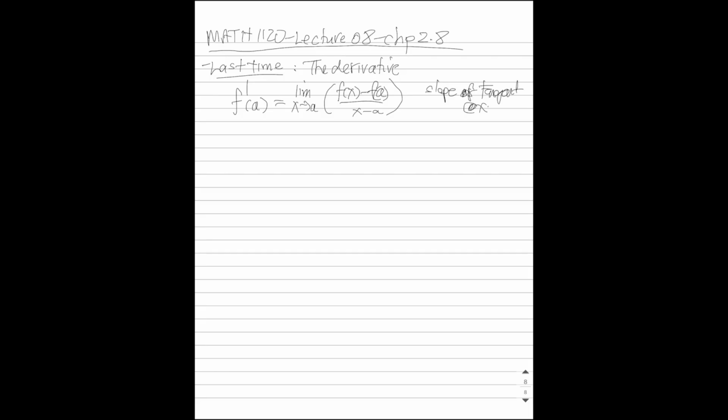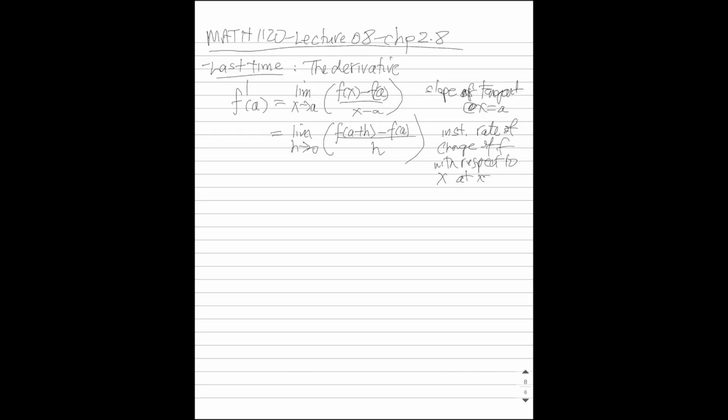Now, the other version of the derivative was in terms of a shrinking interval. So a time interval whose size was h, and then we make h get smaller and smaller and smaller. So another way of thinking of the derivative is the instantaneous rate of change of the function with respect to the variable x at x equals a.